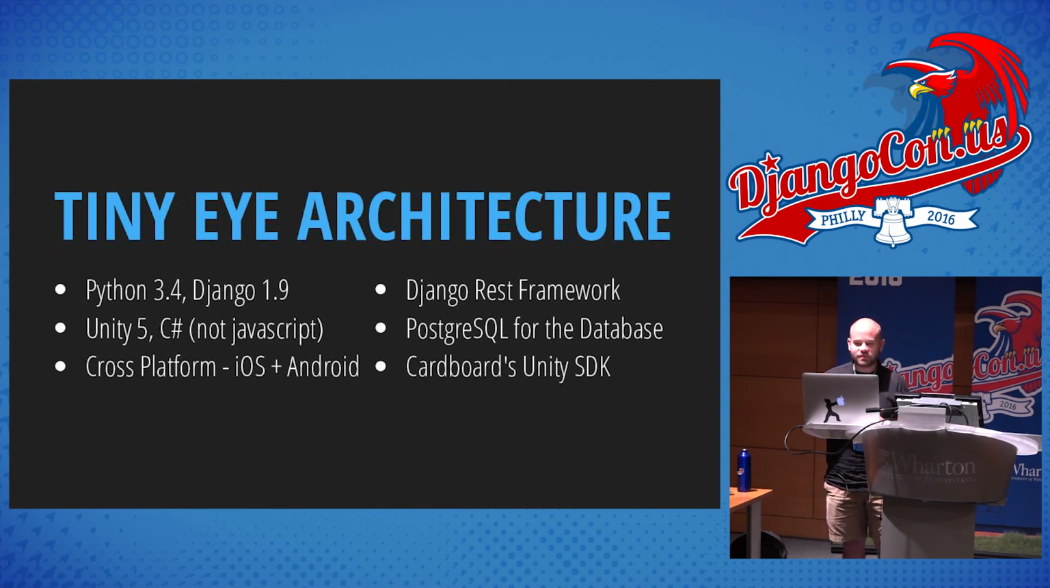So Tiny Eye, a little overview of the architecture. The backend, the API is Python 3.4, Django 1.9. We use Django REST framework for the APIs. For Unity, we use Unity 5, which is the latest version. We use C#, not JavaScript.